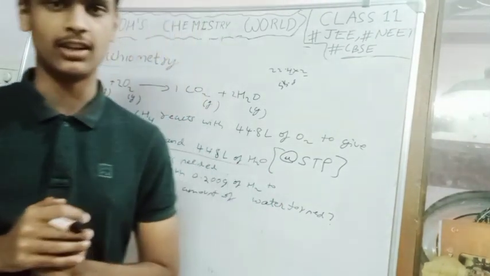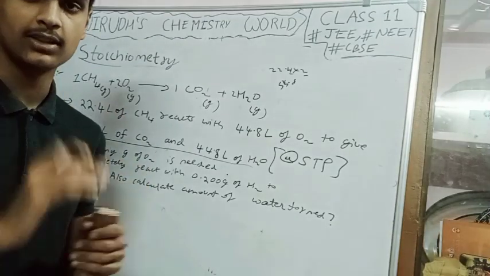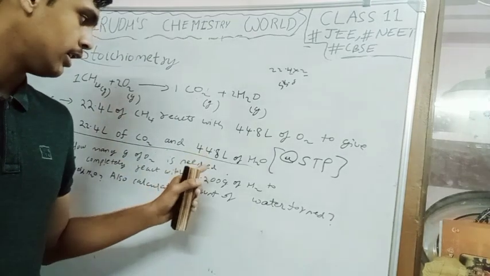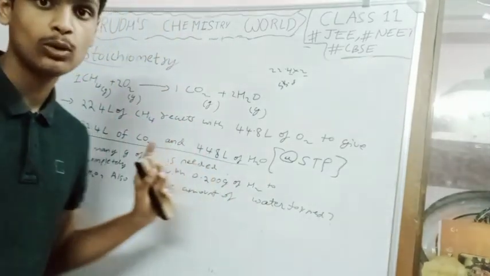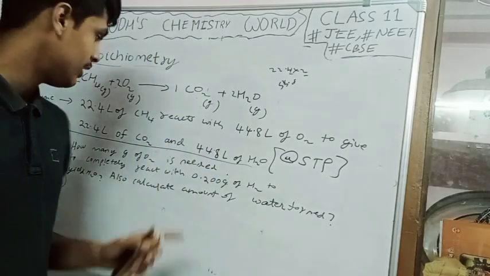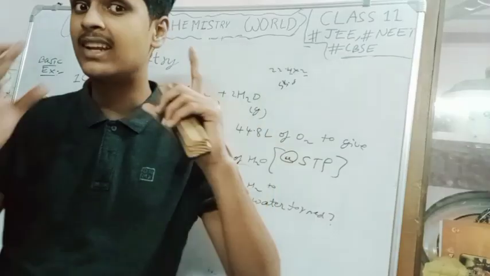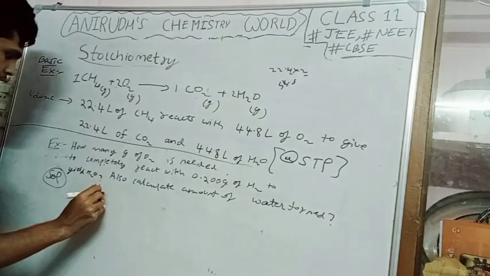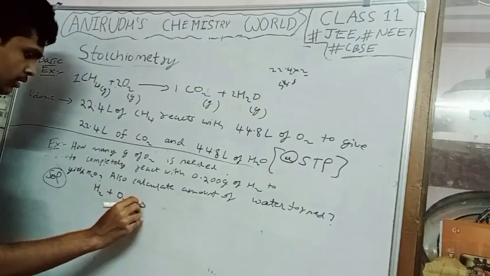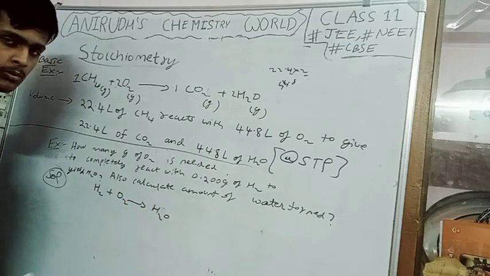Basically, we need to find the amount of oxygen. We should find the oxygen if it completely reacts with 0.2 gram of H2 to give water. Means this O2 and H2 gives water. This is the reaction we need to understand here. Let us write the reaction: H2 plus O2 gives H2O.